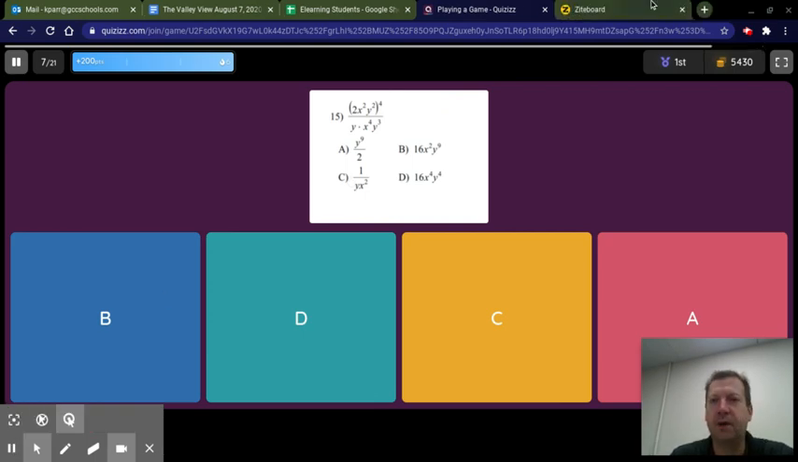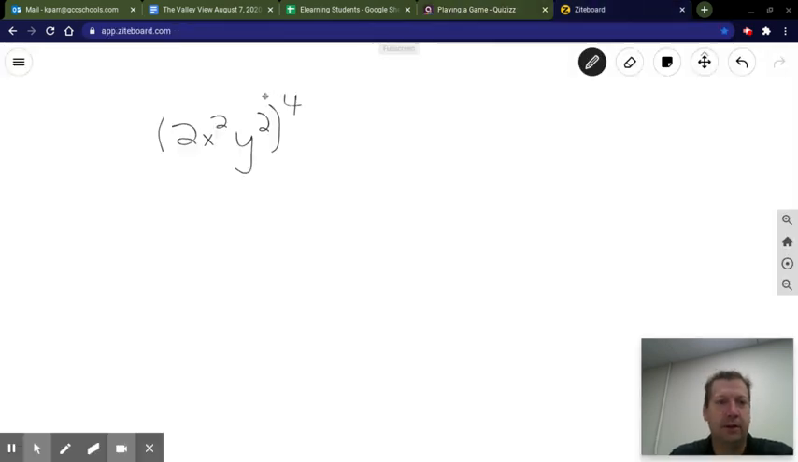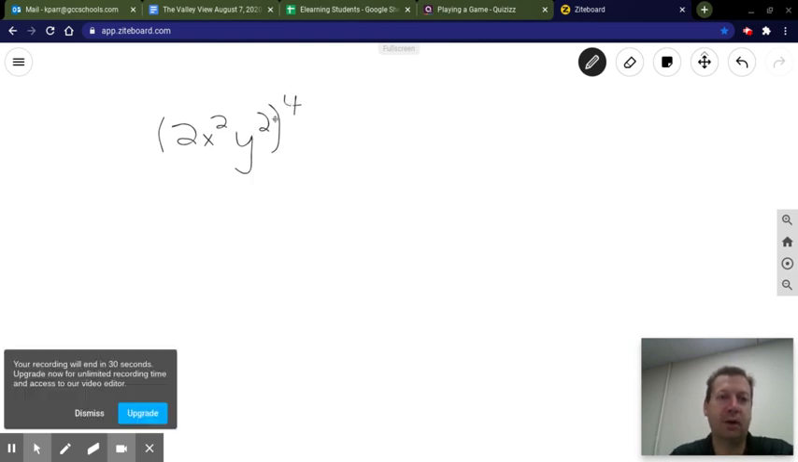I'm going to jump over to my whiteboard here, and I'm going to solve just the top, and then I'll worry about the bottom. So right here, I have a y to the 2nd power raised to the 4th power. So I'm going to take 2 times 4 and get y to the 8th power. So let's write that over here.